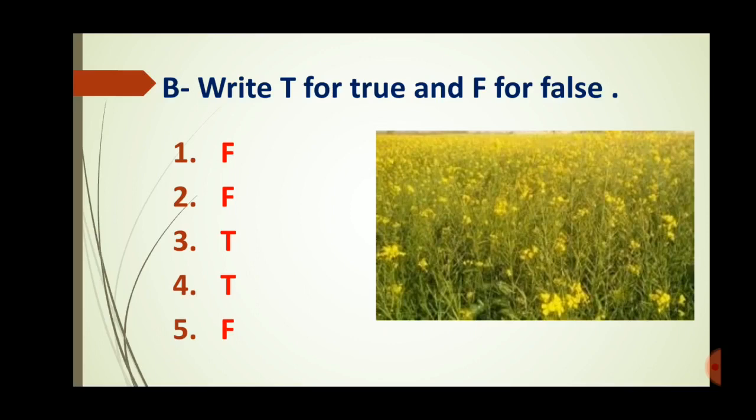Now the third one is wheat and rice are cereals. Children, it is a true statement. Now the fourth one is we depend on plants and animals for food. Children, it's a correct statement. Now the last one, the fifth one, is we get milk from poultry farms. Children, it is a false statement because we get milk from dairy farms.